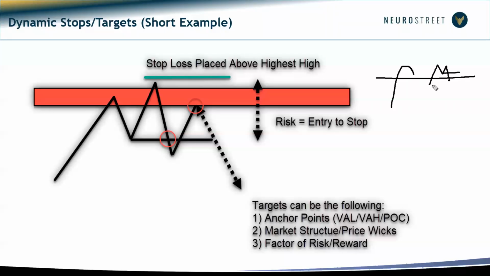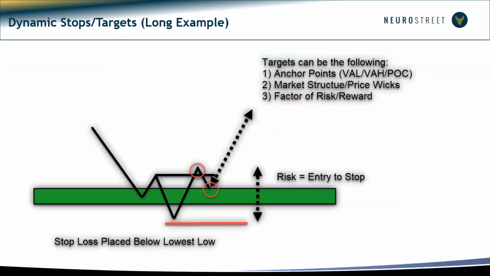And either one of these, you're going to follow these three management rules. You're either going to exit at the next anchor point, exit at the next market structure price wick, or look at a factor of risk versus reward. The risk will change dynamically depending on how far away you are from the highest high in the shorts. We always put our stop above the highest high for shorts.